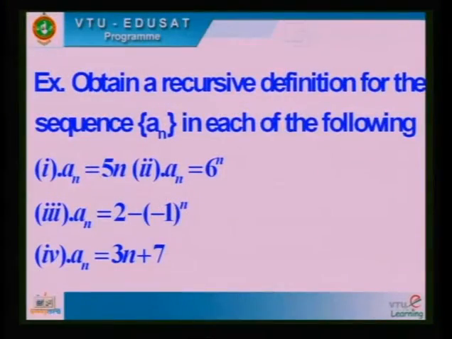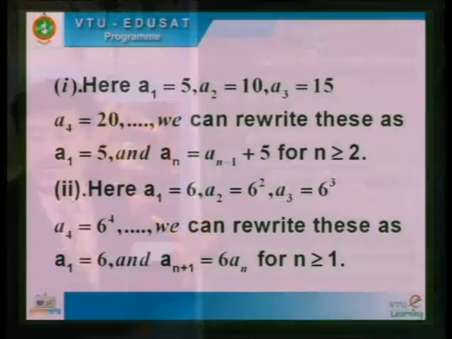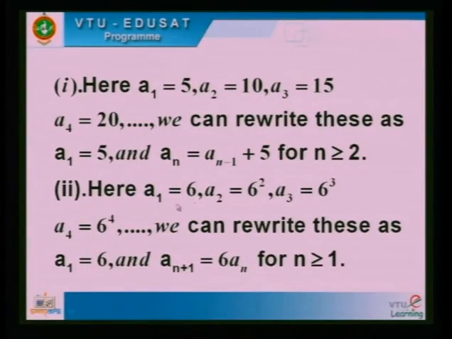Similarly, in the second one, a n equals 6 power n. Put n equal to 1, you get a1 equals 6, a2 equals 6 square, a3 equals 6 power 3, and a4 equals 6 power 4. We can rewrite this as a1 equals 6 and a n plus 1, the n plus 1th term, equals 6 times a n.